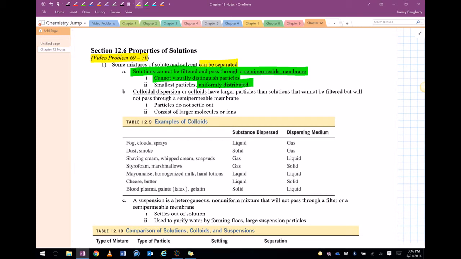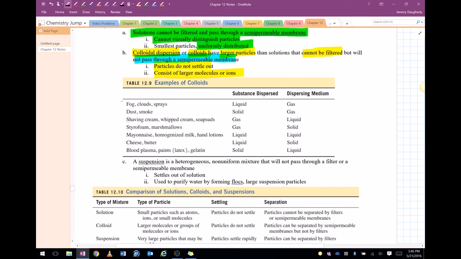Now, a little bit larger than a solution is a colloidal dispersion, also called just a colloid. Now, these have larger particles. We still can't filter them out, but they will not pass through a semi-permeable membrane. That's because they're a little bit larger. If I mix it, the particles won't settle out, and we're usually talking about larger molecules or ions. So some examples of colloids here. Fog is an example of a colloid.